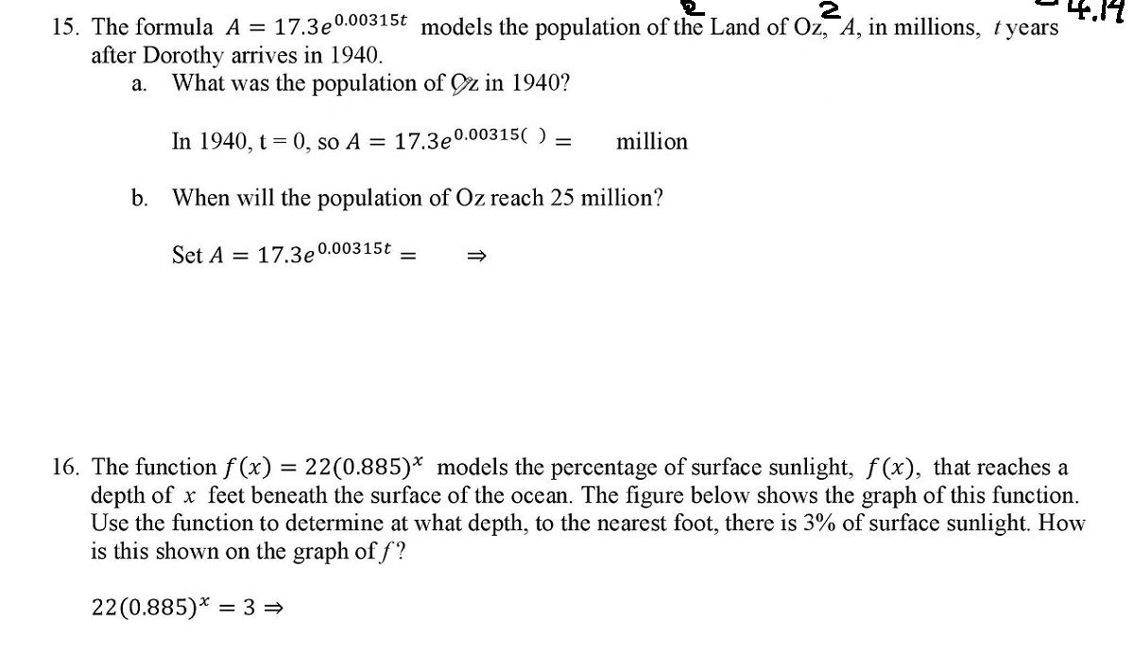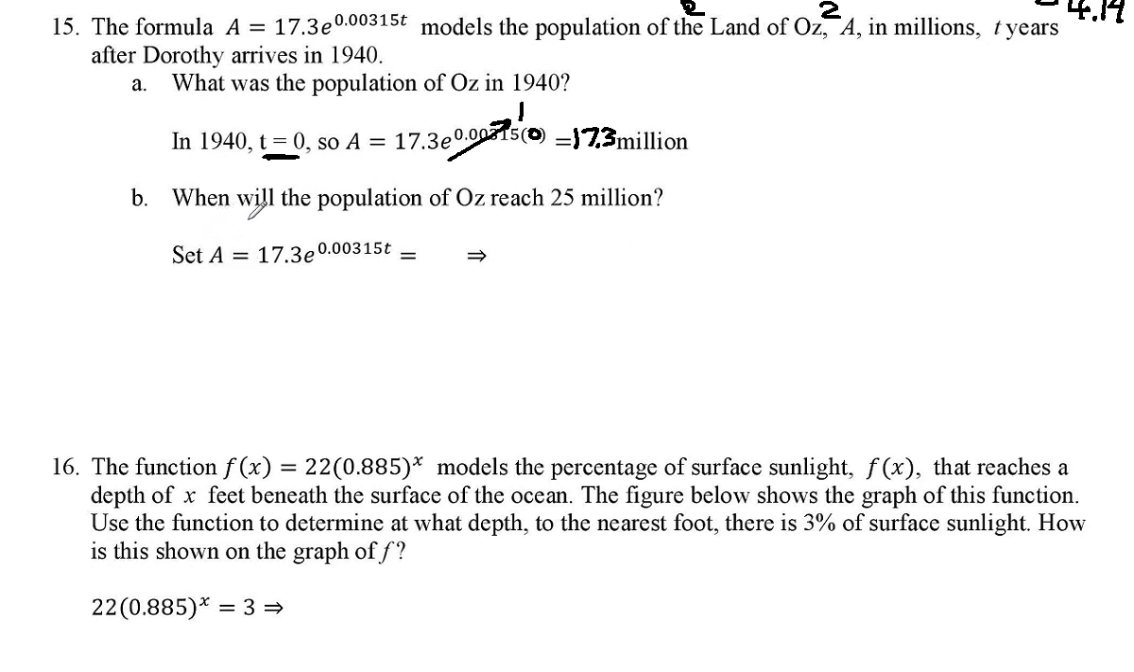So we want to know, what's the population of Oz in 1940? Well, in 1940, t equals 0. So that's our start time. So you're just going to plug 0 in here for t. So it'll be 17.3 e to the 0.00315 times 0. But then this is just e to the 0 power, and e to the 0 is equal to 1. So we get 17.3 times 1, that's just 17.3. And that's in millions. So 17.3 million. 17.3 million little munchkins. Munchkins and witches and tin men and lions.